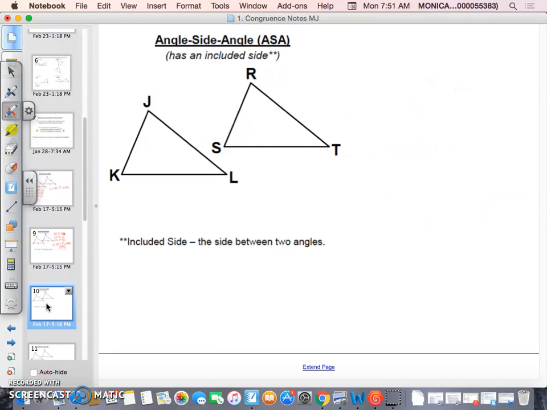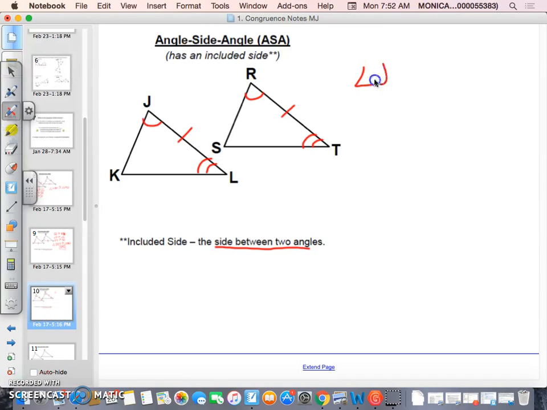All right, our third form is angle, side, angle. So it has to include the side, and again, the side has to be between the 2 angles. So if I know for certain that angle J is congruent to angle R, and I know for certain that angle L is congruent to angle T, and I know for certain that this side is congruent to this side, then you'll see that we have an angle, a side, and an angle. And then we can say for certain that both of these triangles are going to be congruent to each other.